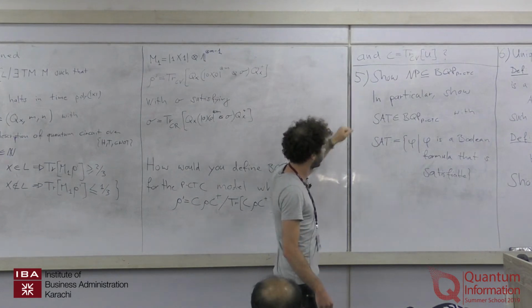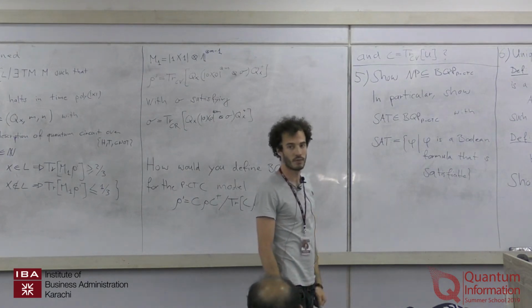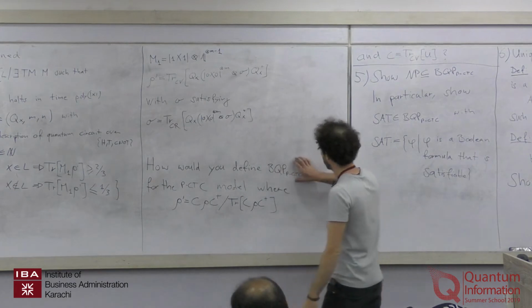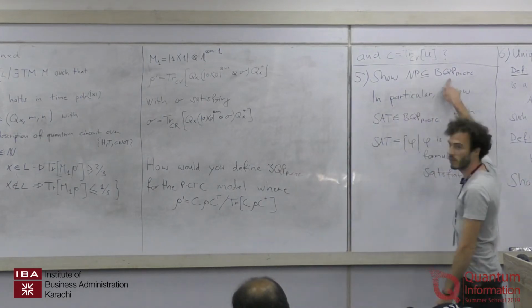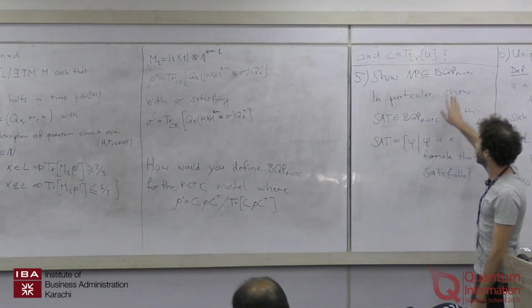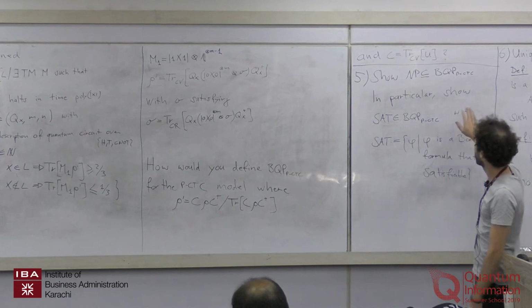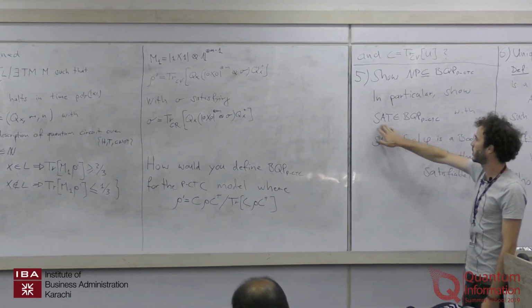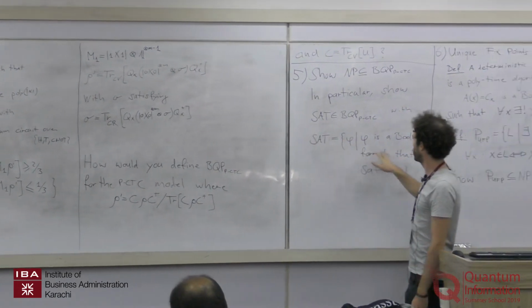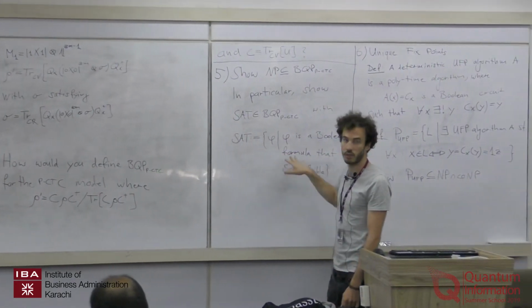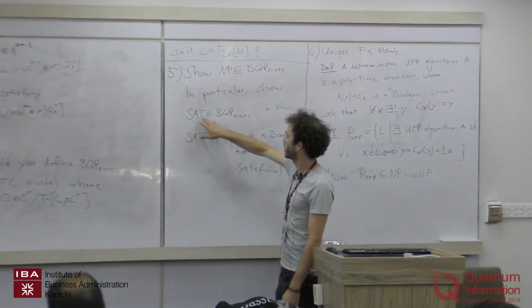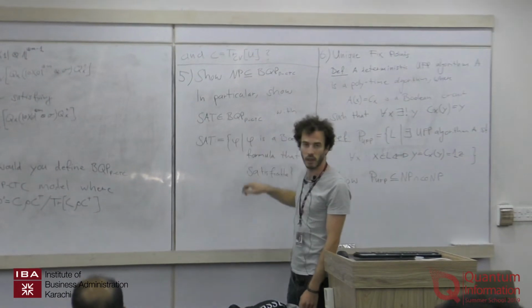Fifth problem, a bit harder, is once you have defined this class, show that NP is contained in that class. And to do that, it is enough actually to show that SAT, so the language which consists of Boolean formulas that are satisfiable, is in that class.